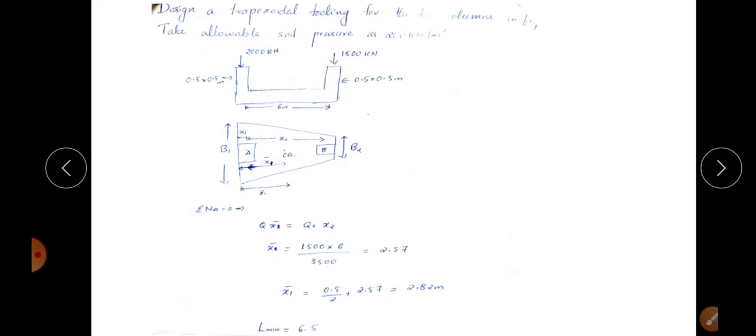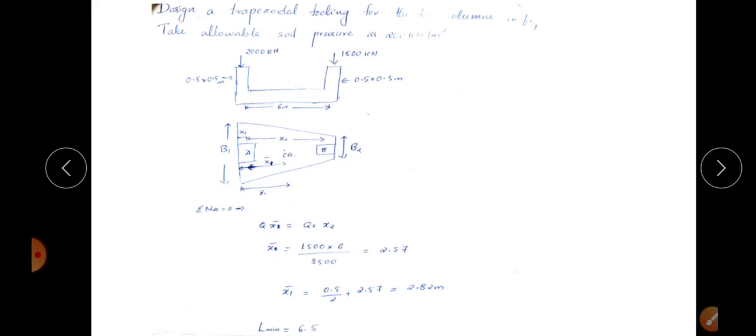Design a trapezoidal footing for the column in the figure. Take allowable soil pressure as 200 kilonewton per meter square. So the figure of this footing is given like that, that is Q1 is equal to 2000 kilonewton, Q2 is 1500 kilonewton, and dimension of column is 0.5 by 0.5 meter, here also 0.5 by 0.5 meter, and the distance between two columns is 6 meter. So you also draw the plan like this, and mark the notations like X1, X2, X1 bar, then X bar.